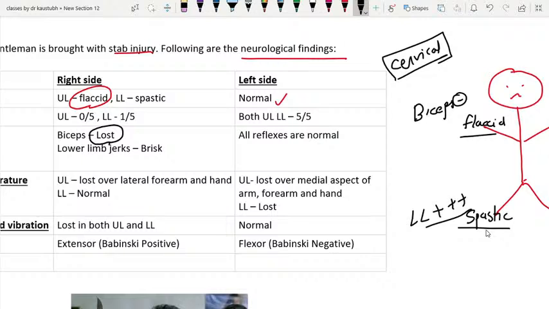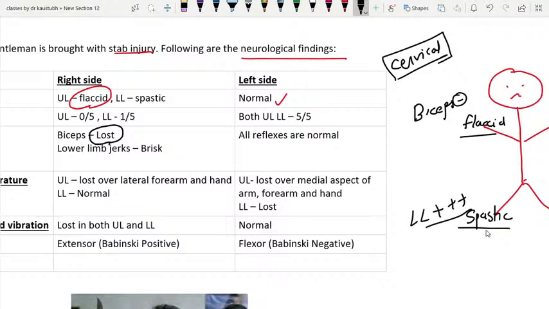Upper limb के लिए lower motor neuron, lower limb के लिए upper motor neuron हो गया, right? Also the reflexes on opposite sides are normal. Fine. So I can say that this looks somewhat like a hemisection case, right? Because opposite side is not much of affected.